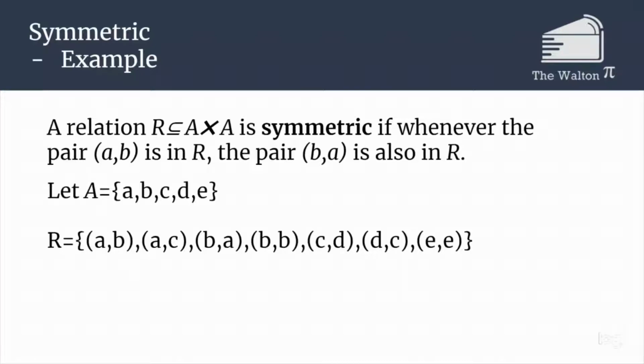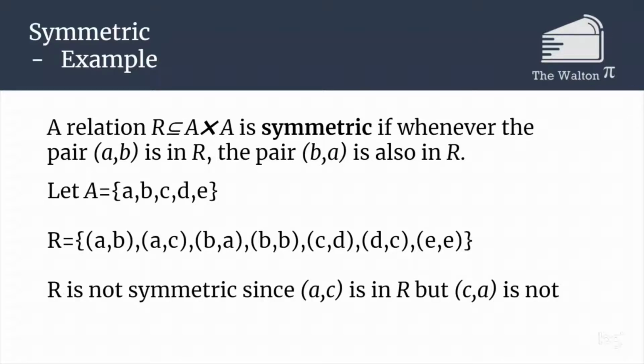Hopefully you were able to spot that this is not going to be symmetric. If we go through and look at the different pairs, we have A comma B, so we should also have the pair B comma A, which we do. But then when we look at the pair A comma C, that tells us we should also have the pair C comma A, which is not in the set. So this is not going to be symmetric. All it took was for that one pair, C comma A, to not be in the set.